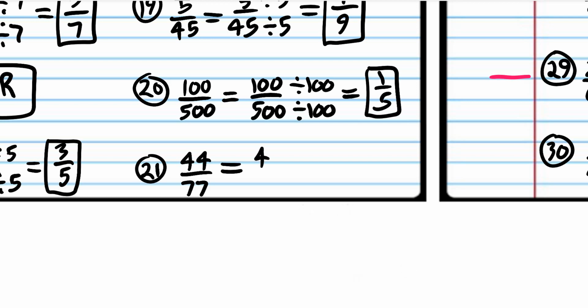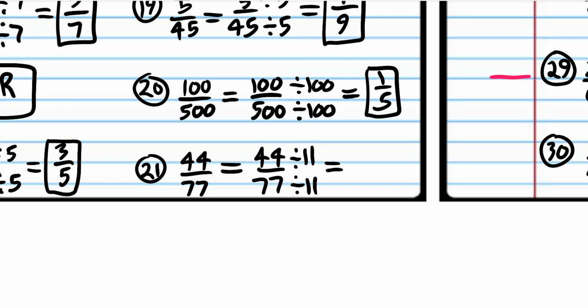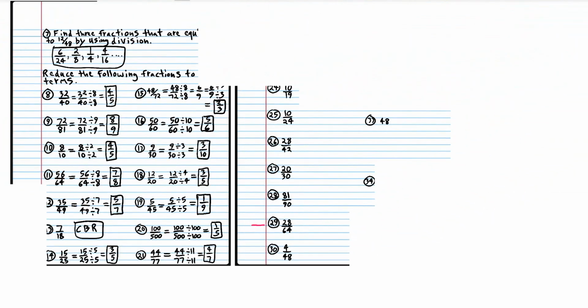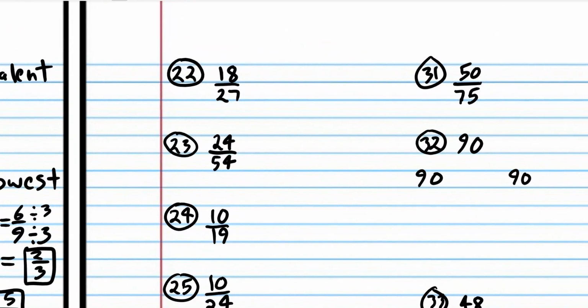All right, we're back. 44 and 77, those numbers look really familiar. Remember, when the two numbers are the same digit right next to each other, that means we can divide by 11. 44 divided by 11 is 4, 77 divided by 11 is 7. And there we go. All right, number 22. Try number 22, and when you come back, we'll do it together. Remember, you have to know your multiplication facts. So go ahead.